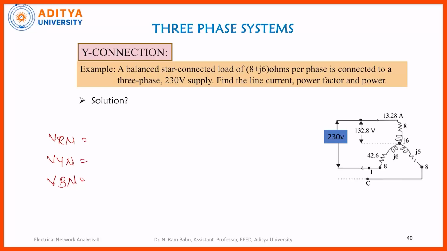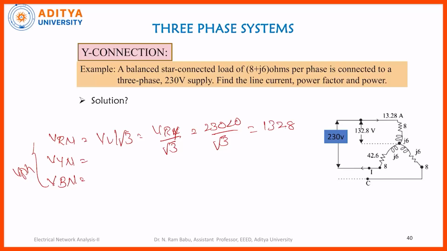Okay. Now, Vrn is equal to, what is the value of Vrn, which is nothing but phase voltage. Phase voltage is equal to VL by root 3, that is Vry divided by root 3, which is nothing but 230 at an angle 0 by root 3. Here the value will be 132.8 at an angle of 0 volts.